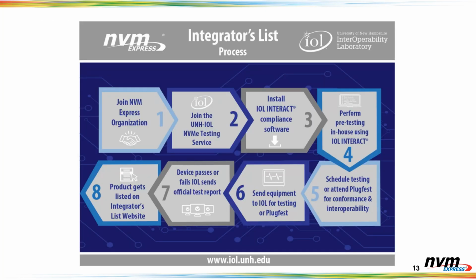And hammering it home again one last time for the member company process. In order to be put on the integrators list, you join NVMe. Then you work with the UNH-IOL to get the IOL Interact software and perform pre-testing at your own facility. And you can communicate with our test engineers to debug any issues you might find. And then you can get a scheduled reservation at the UNH-IOL lab, where we provide a test report. And if passing, the device can then be listed on the NVMe integrators list. So that's really the process in a nutshell.